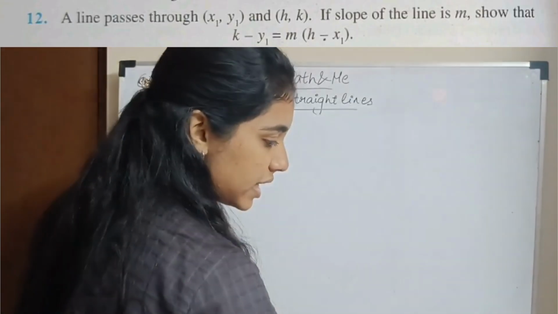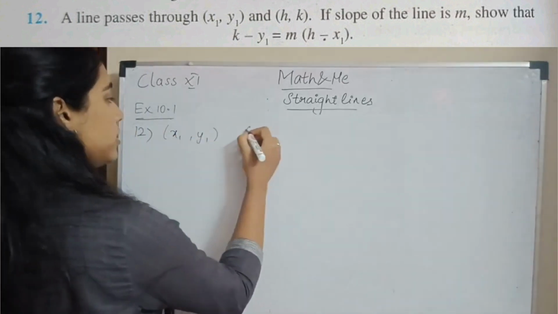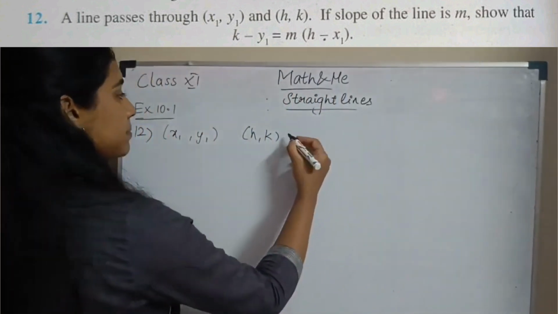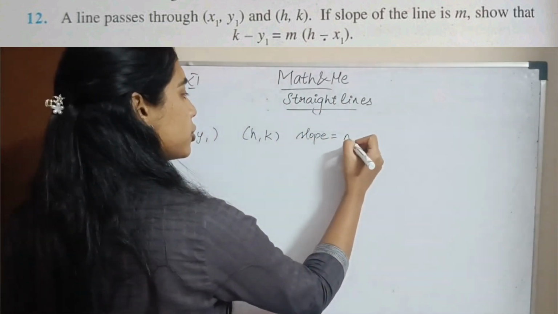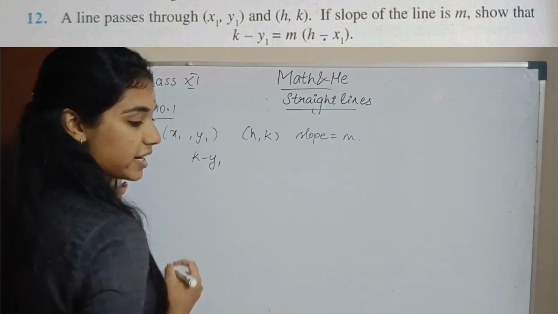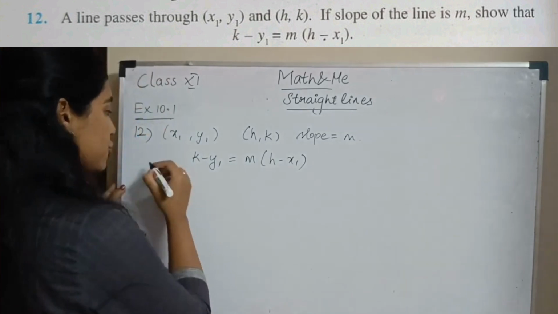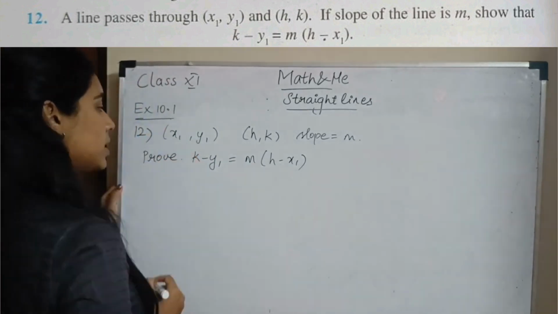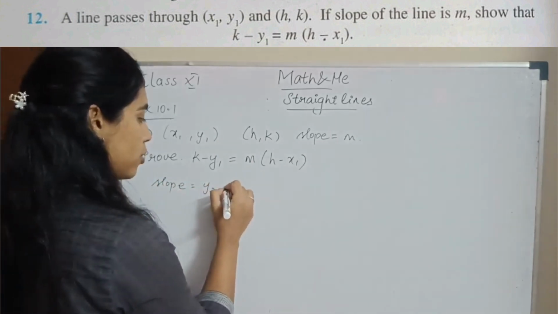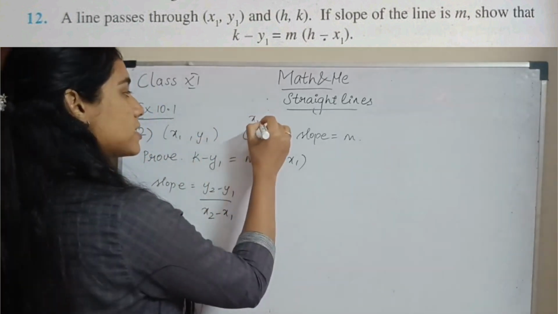Question number 12. A line passes through (x1, y1) and (h, k). If the slope of the line is m, so you have the slope to be m. So what is your equation? You need to prove that k minus y1 equals m times (h minus x1). So prove this. How do you do it? Slope equals (y2 minus y1) divided by (x2 minus x1). So this is your x1, y1. This is your x2, y2.